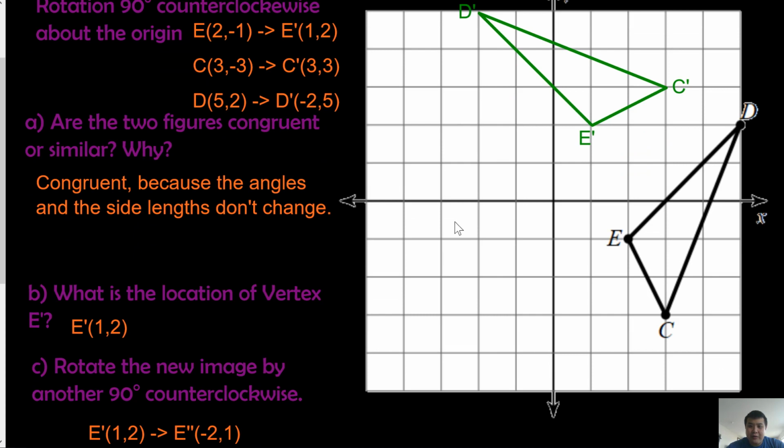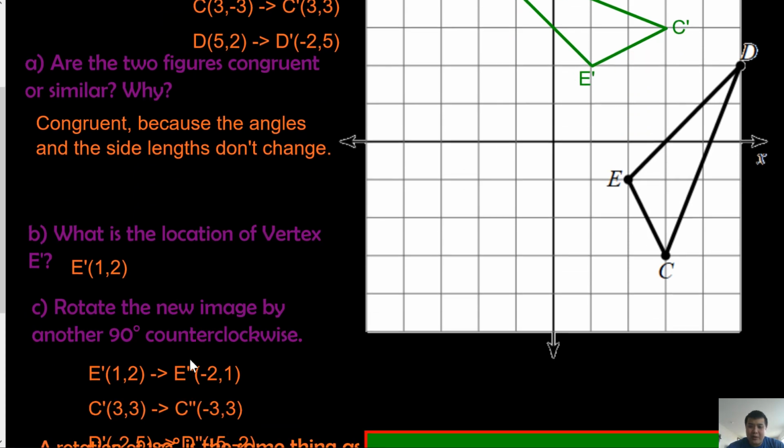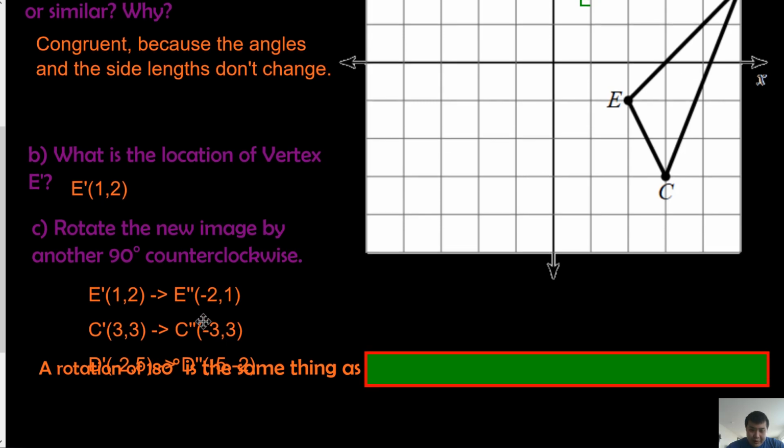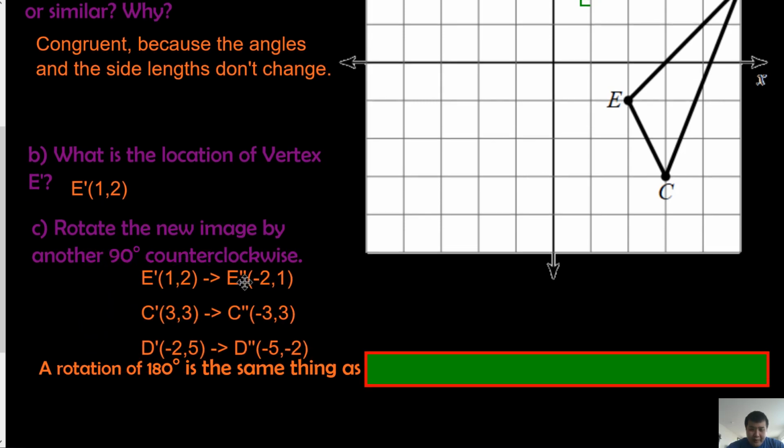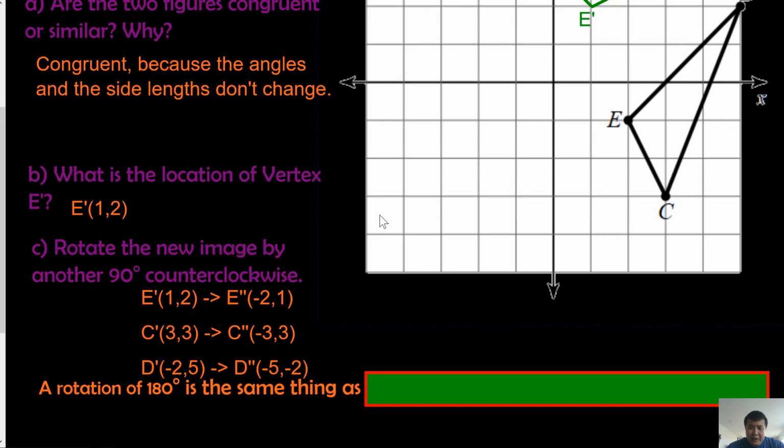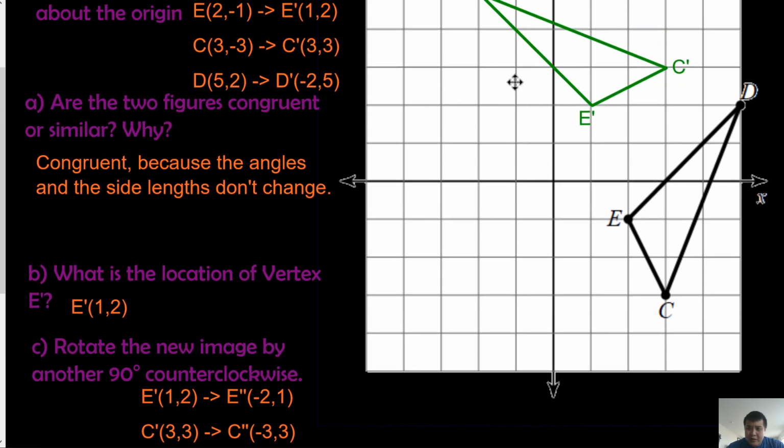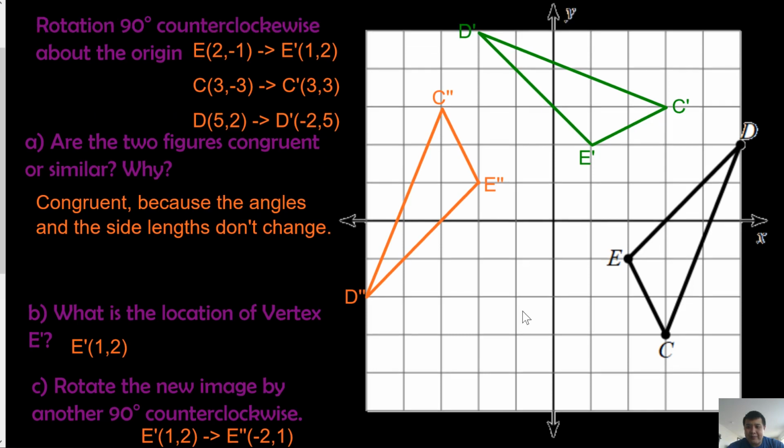D is going to be double negative. E is going to have a negative x, and C is going to have a negative x as well, as we can see right here. Okay, and that image should look something like this right here.